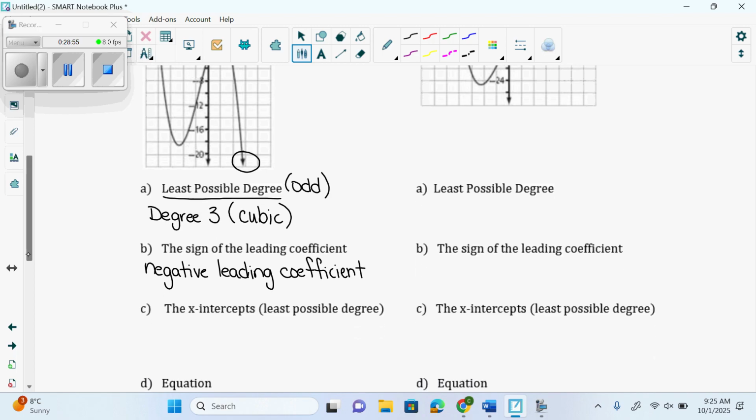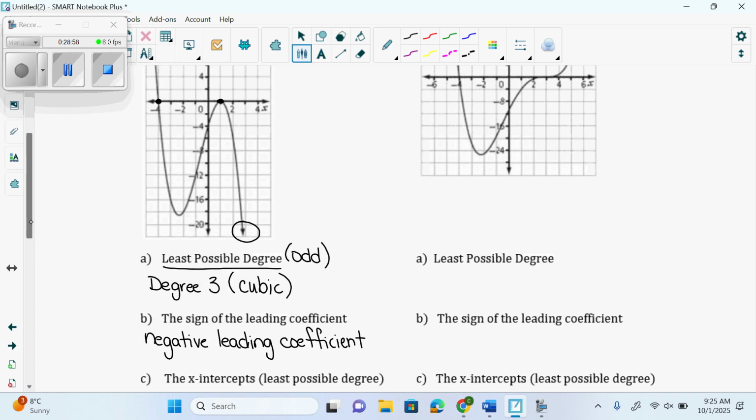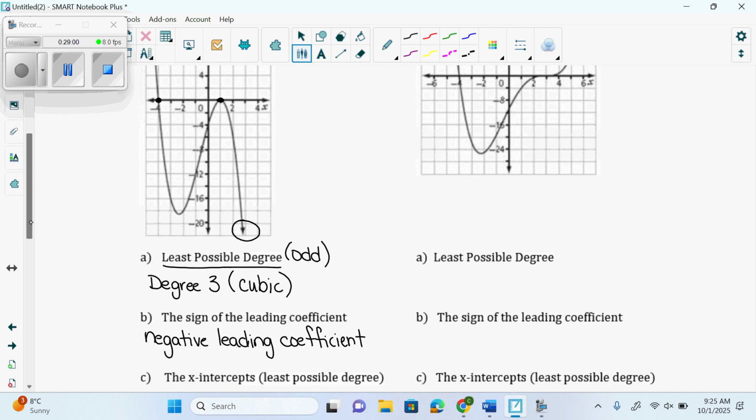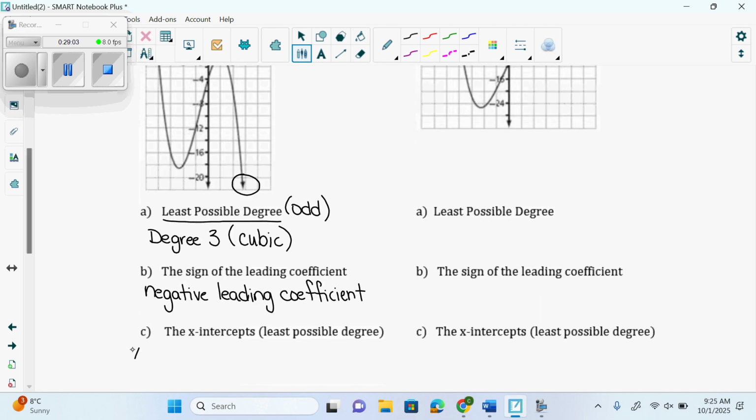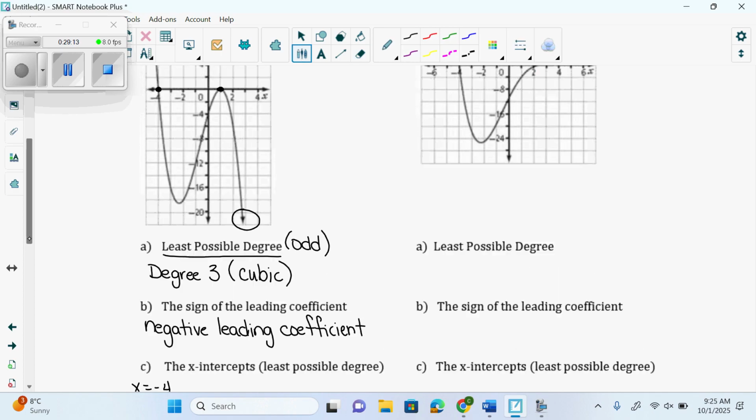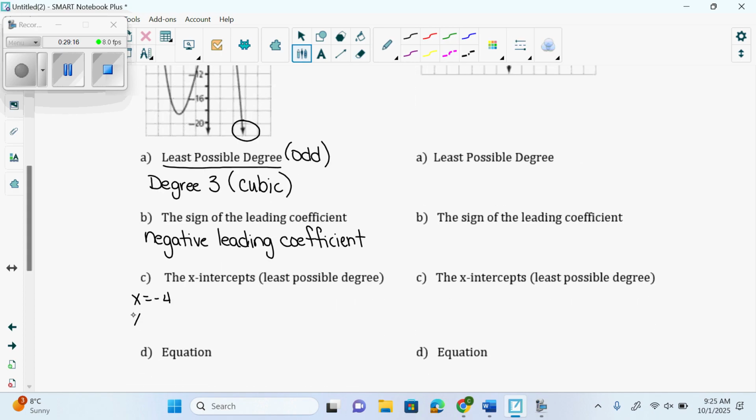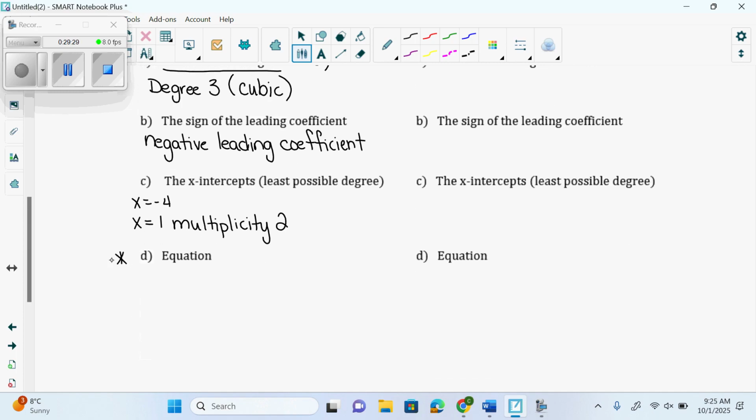The x-intercepts with the least possible degree. So I'm going to say the x-intercept is going to be x equals negative 4. Multiplicity 1. Do I have to write multiplicity 1? No. It's the only one you don't have to write. And then this one, x equals 1. Multiplicity 2. And then I'm going to star this because literally the equation is the easiest thing to find and you guys all don't.